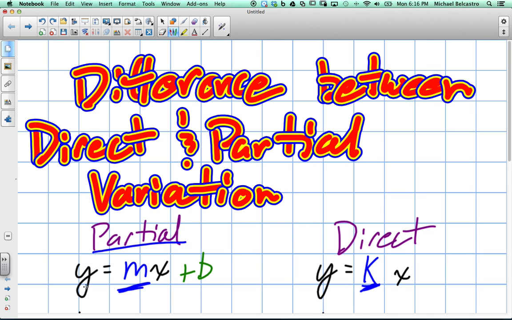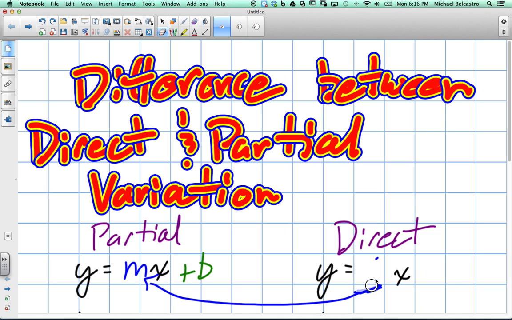So partial variation is this formula here, and this is technically the equation of a line, a linear equation. M is our slope. And this B stands for the y-intercept, and we'll get into that. K is actually the exact same thing as M. It's the slope. Probably in your books they call it K, but we're going to call it M because they represent the exact same thing.